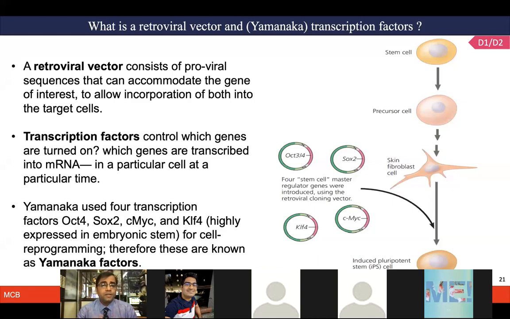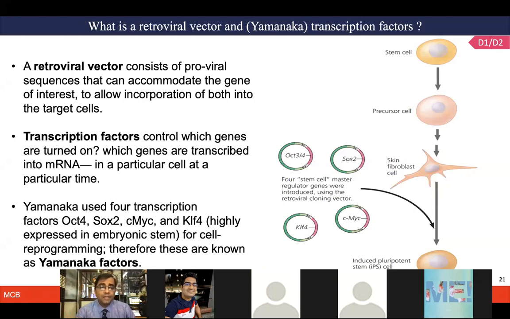This concept is quite well established in the field of gene cloning, which I will talk about in my next class when I talk to you about the role of biotechnology and some of the key recombinant DNA technologies, how they have emerged. But here, Dr. Shinya Yamanaka used one of the retroviral vectors, which consist of some of the proviral sequences which can accommodate the genes of interest. And now he used some of the transcription factors, which are the genes having the ability to be turned on. And then they are going to transcribe into mRNA in a particular cell at a particular time.